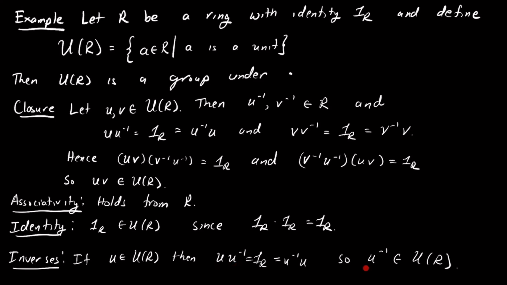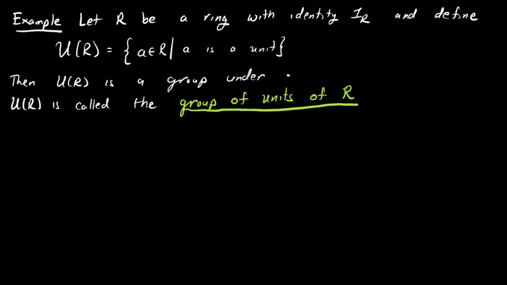So I end up with U inverse is an element of U of R as well. Okay, so this is a group. It's going to be called the group of units of a ring, and I'd like to look at some interesting examples of this group. So let's look at some examples of groups of units of a ring. So U of R, we're going to refer to as the group of units of R.